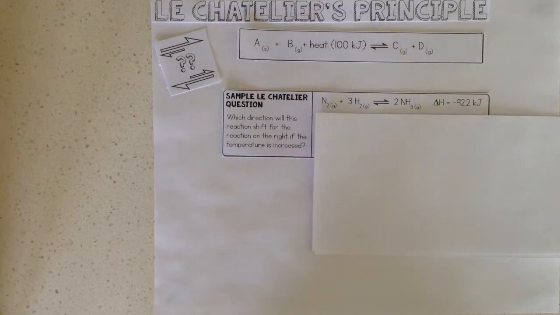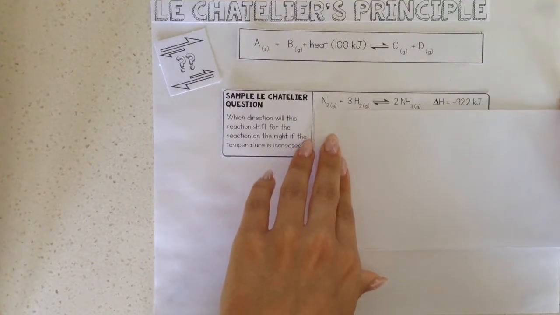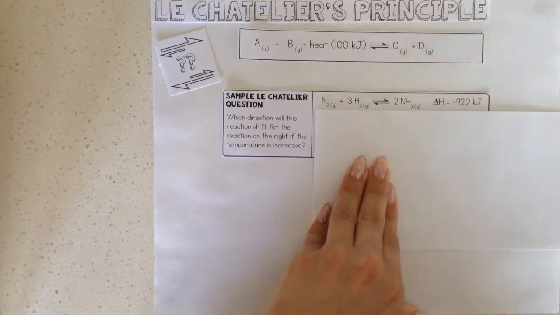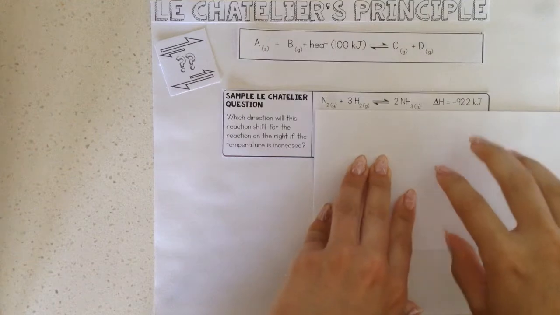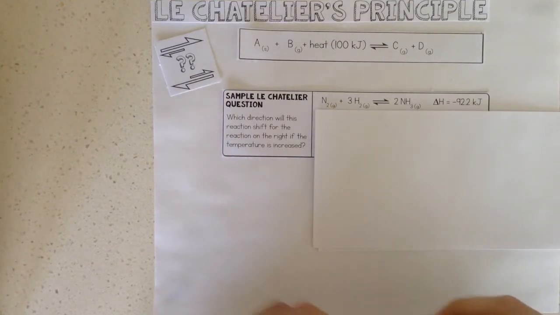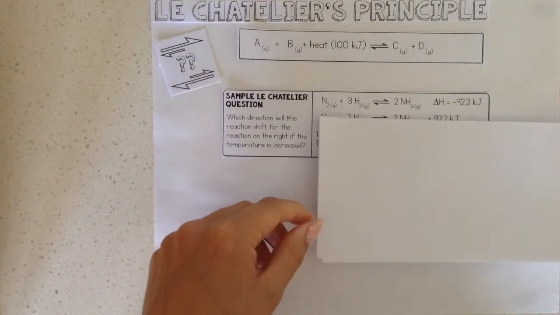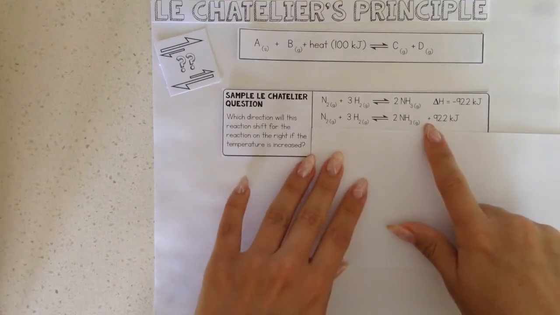One last question. Which direction will this reaction shift if the temperature is increased? So this is the same reaction we've been looking at. Here, delta H, the change in enthalpy, is negative. What that means is heat is released. If heat is released, we can think of it as it being produced for the forward reaction. So you can rewrite it as a product. You can also just write plus heat.